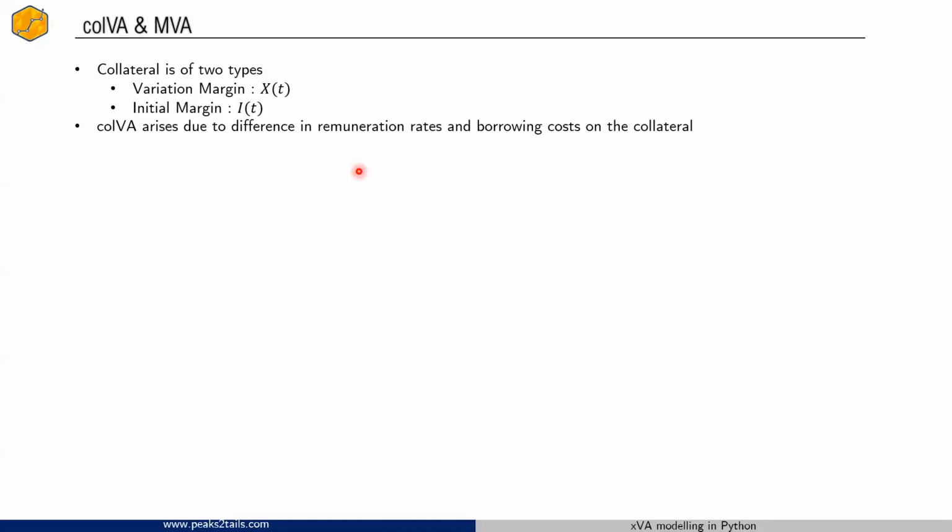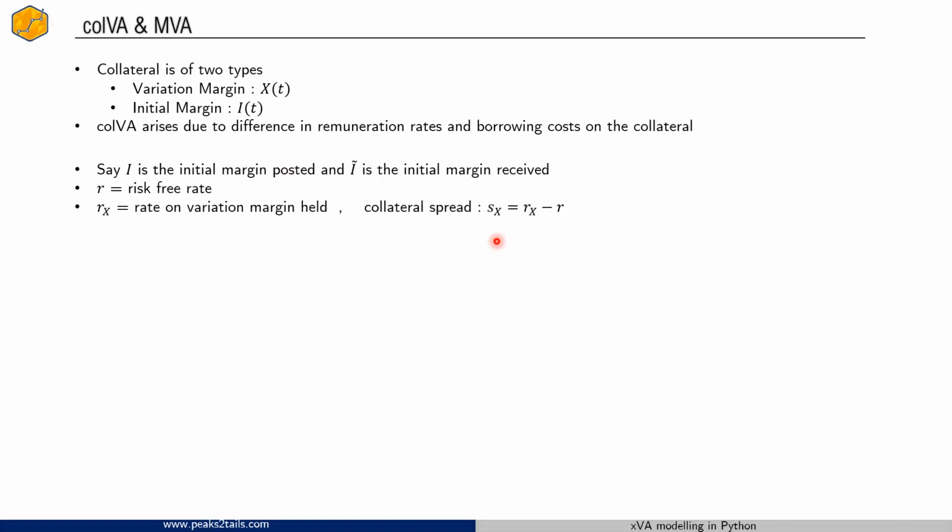These are different. Okay. So say I is the initial margin that you posted, and I tilde is the initial margin that you received from the counterparty. R is the risk-free rate. Rx is the rate on the variation margin, which is X. So this is the spread over the risk-free rate, collateral spread for the variation margin. Similarly, you have a spread on the initial margin. Okay. This is the spread on the initial margin. I is the one that you posted. So this is what you earn and this is what you borrow to get the initial margin and then post it.